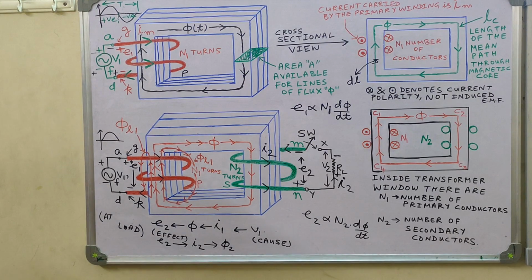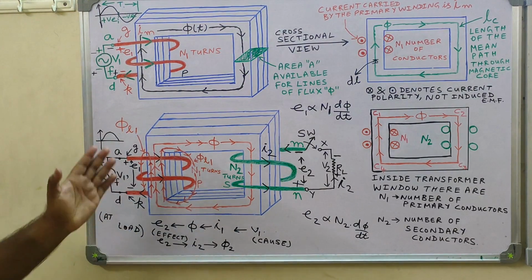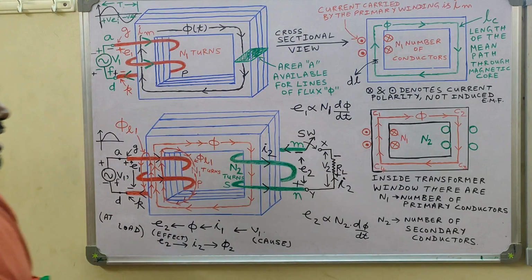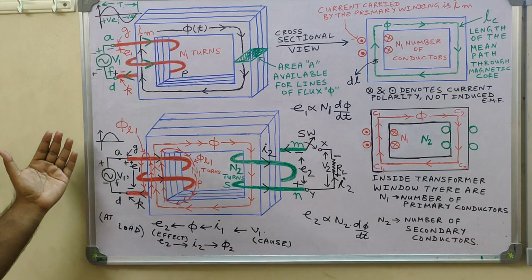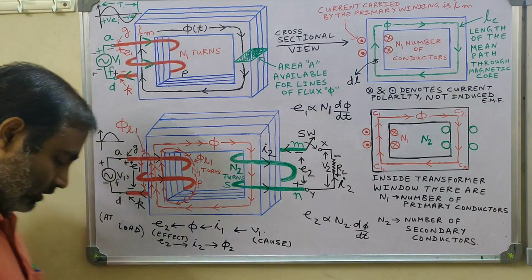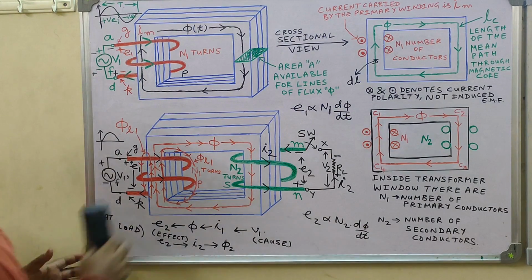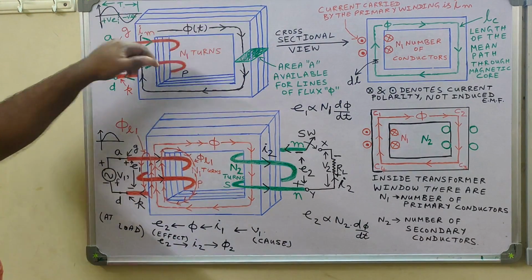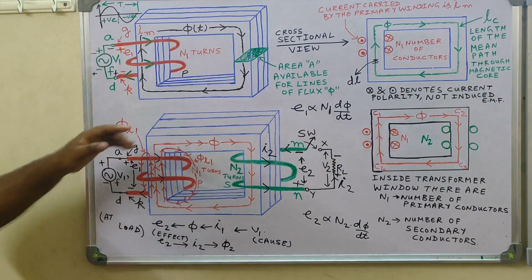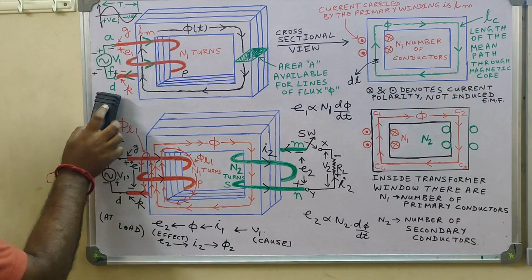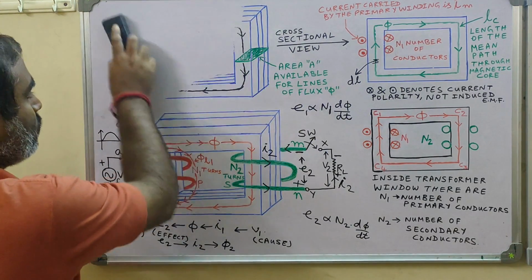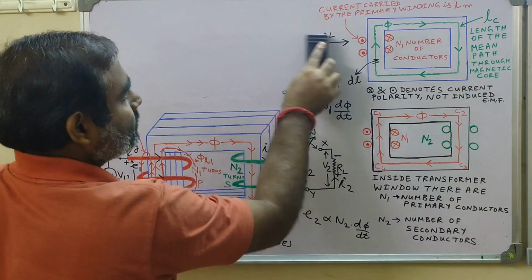Okay. Now we will analyze these two magnetic circuits, which are taken by taking the cross-sectional view of this schematic diagram. So let me erase this portion so that we can write over here. But we will keep in mind the meaning of area A, which is available for the lines of mutual flux phi to pass, and the polarity of the induced voltage, etc. Okay. So we erase this portion so that we can proceed further.